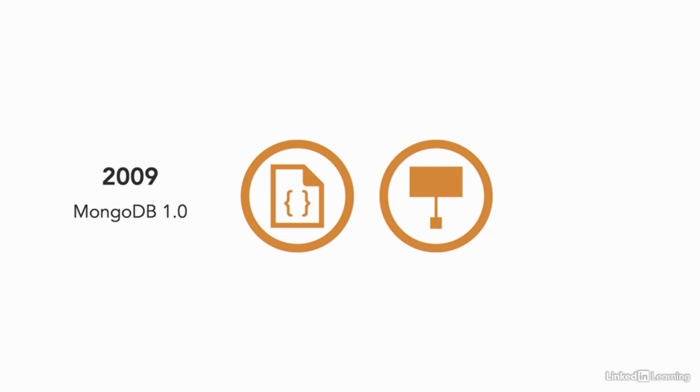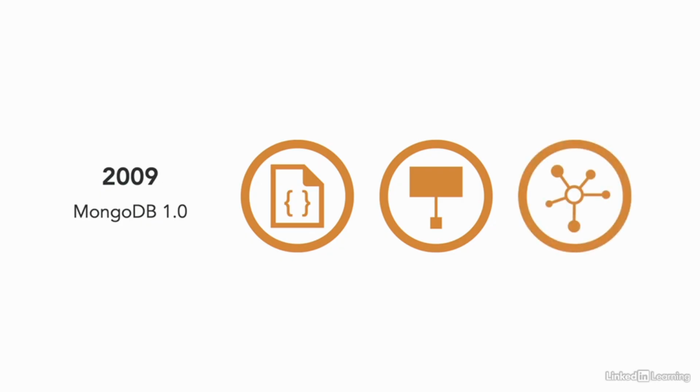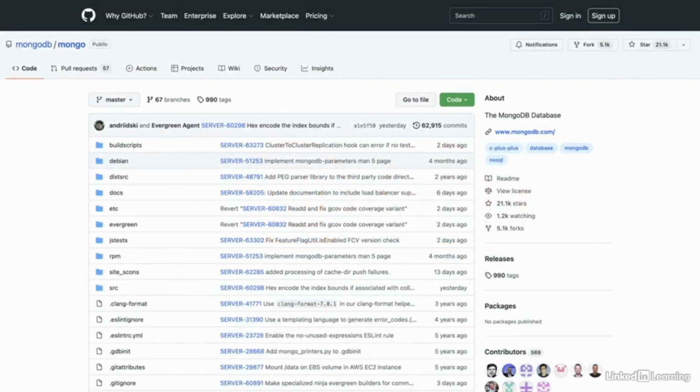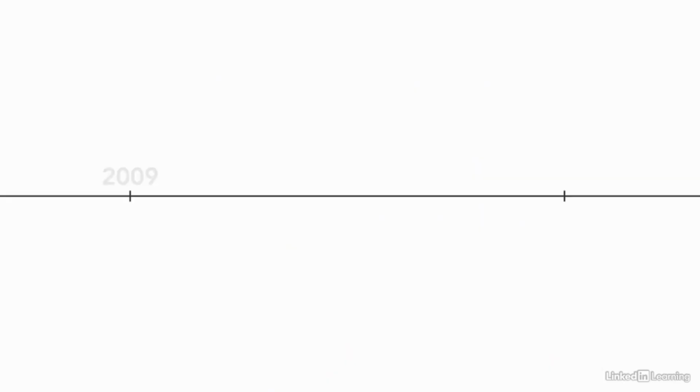There were, and still are, two other main selling points. MongoDB was built with distributed systems in mind from the start, allowing users to scale their databases vertically and horizontally. And lastly, MongoDB's code is openly available to anyone who wants to see it. All of this was revolutionary in 2009.